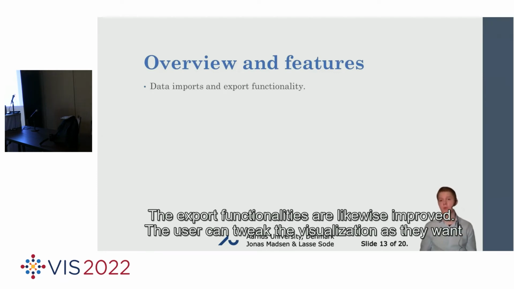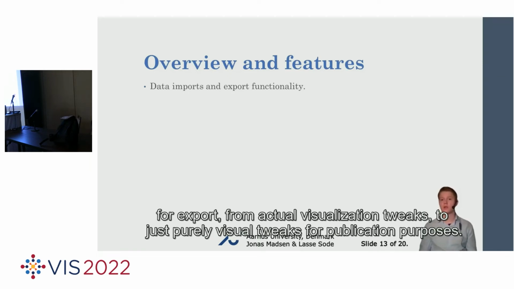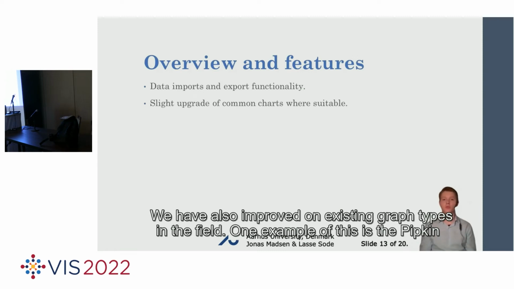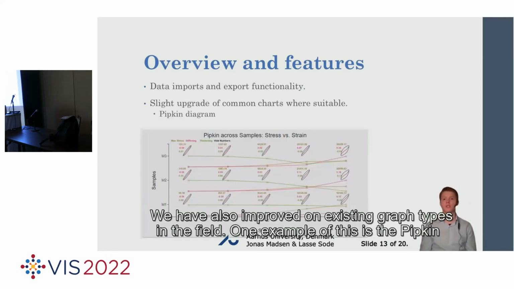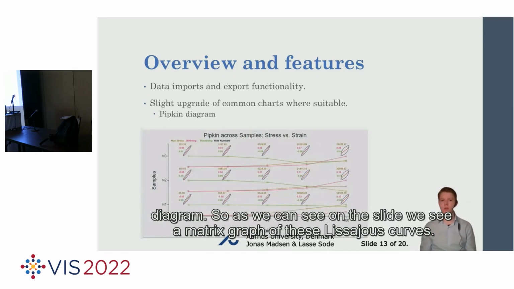The user can tweak the visualization as they want for export, from actual visualization tweaks to just purely visual tweaks for publication purposes. We have also improved on existing graph types in the field. One example of this is the Pipkin diagram.